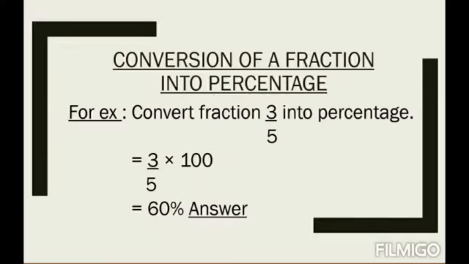Next topic is conversion of a fraction into percentage. To convert fraction 3 by 5 into percentage, then again we have to multiply it by 100. 3 by 5 is a fraction, multiplied by 100. When we will solve, 60% will be the answer.